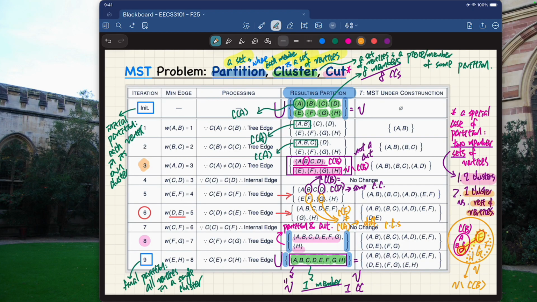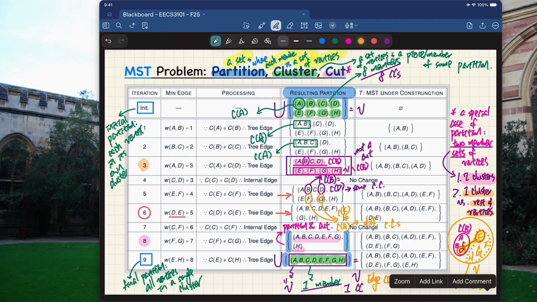So I'm gonna write it down here. So you can think about the edge DE. The way to actually say this is it crosses the cut. The cut. So it's a very special term you have to also get to.